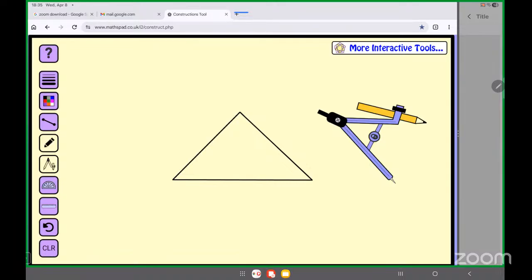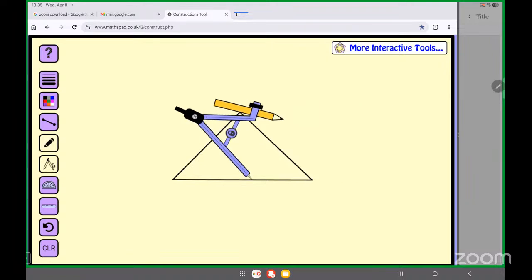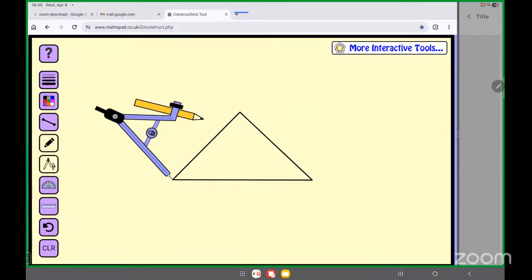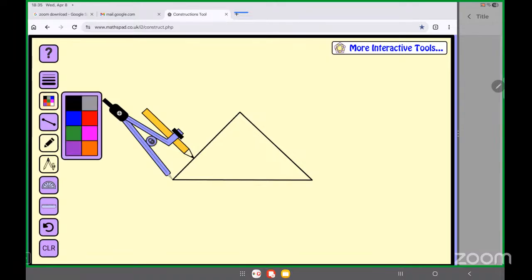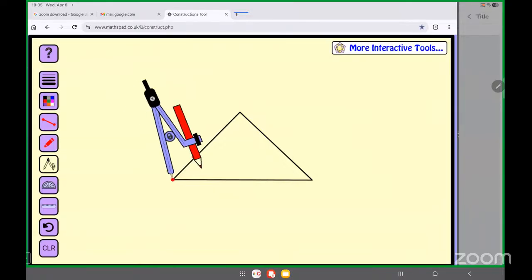So remember, to bisect an angle, you bisect the arc of the angle. So let's go. Come in here, I'm going to bisect this angle. I'm going to make a little arc down here, bisect the arc. Let's make it nice and neat. You make an arc here.